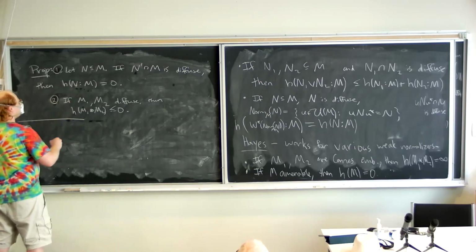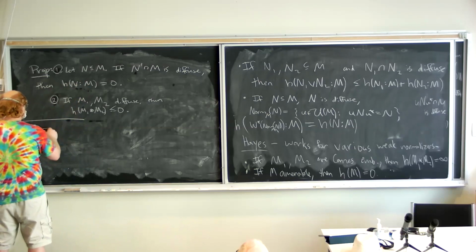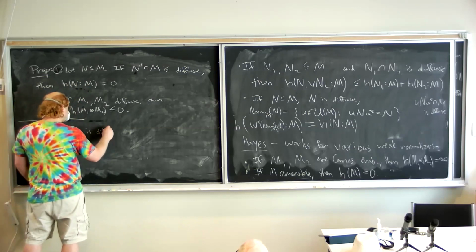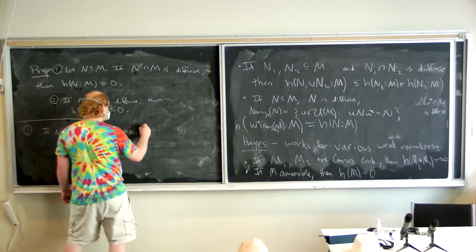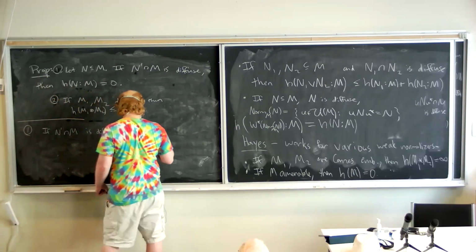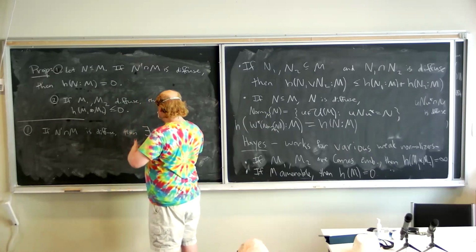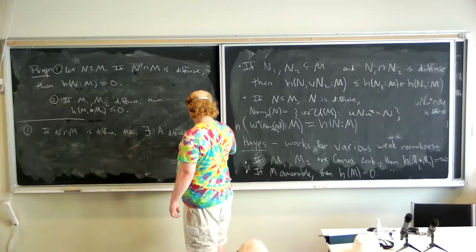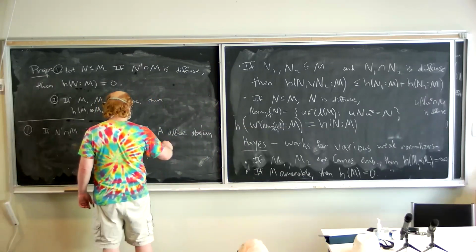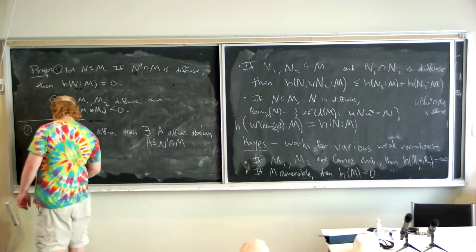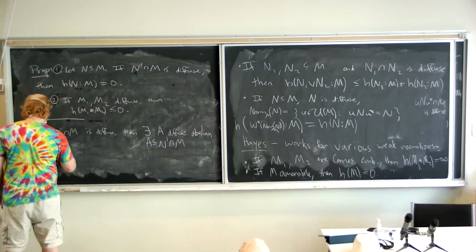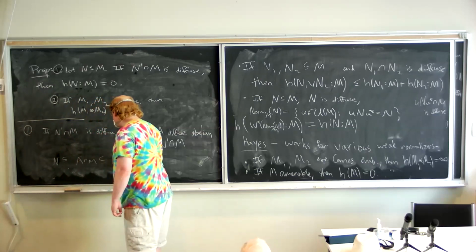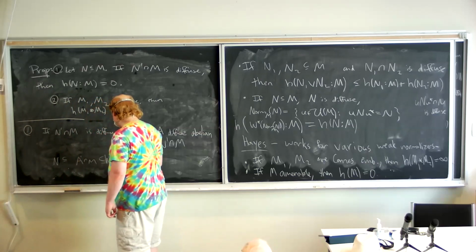So here, if the n commutant intersect M is diffuse, then there exists some diffuse abelian A inside n prime intersect M. And so then what we say is, n is contained inside the commutant of A, and the commutant of A is inside the normalizer of A.